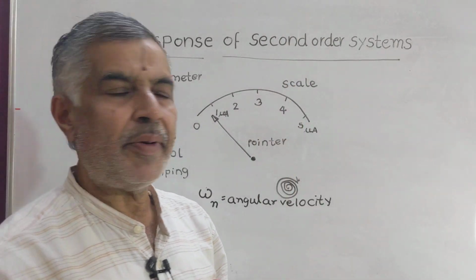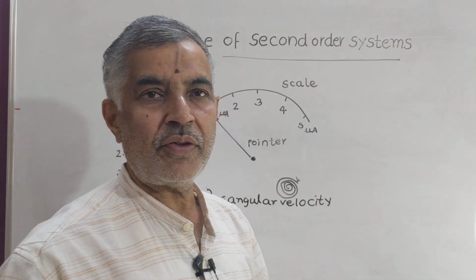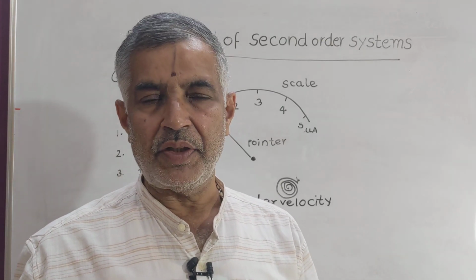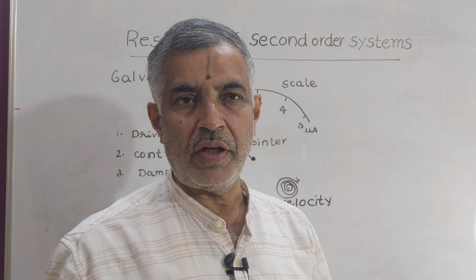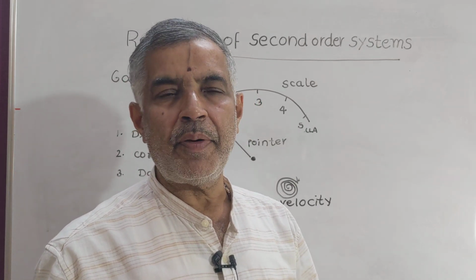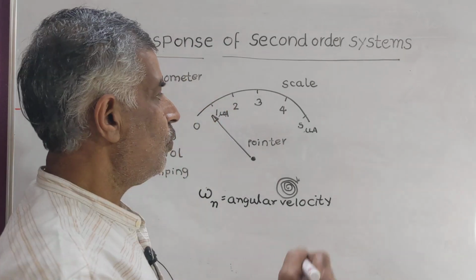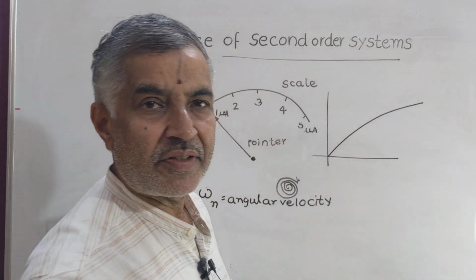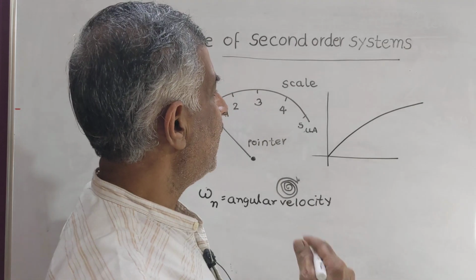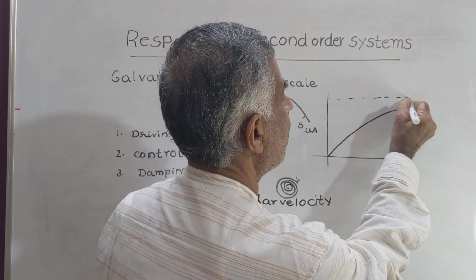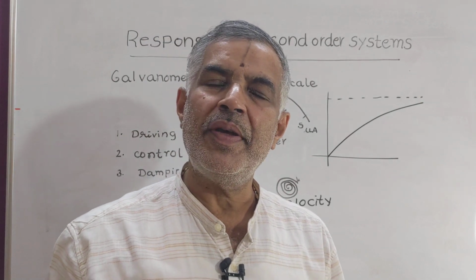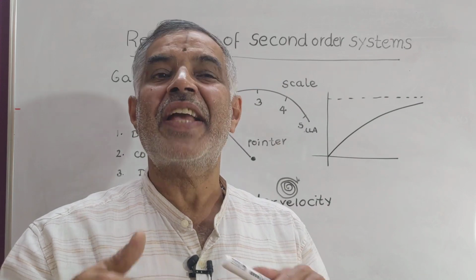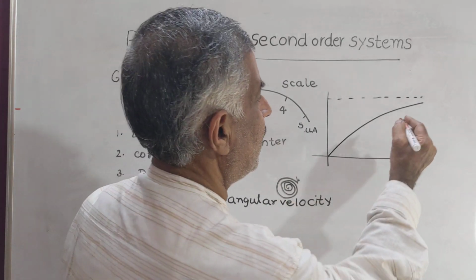In galvanometers, there are three types of motion. The study of second order systems is more interesting than first order systems. The reason is there are three types of motion: overdamped motion, underdamped motion, and critical damped motion. You remember, in overdamped motion the system exhibits sluggish behavior, so it takes more time to settle. Overdamped system means a system having damping which is in excess.